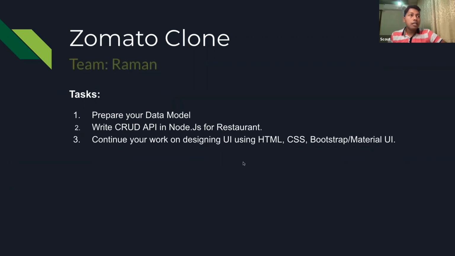And next is team Raman, who are working on the Zomato clone. So you again prepare your data model for your entire application. Then you write a CRUD API for the restaurant. In a restaurant you have a restaurant name, the location and so on. So using that, you create your data model and create your first set of APIs.